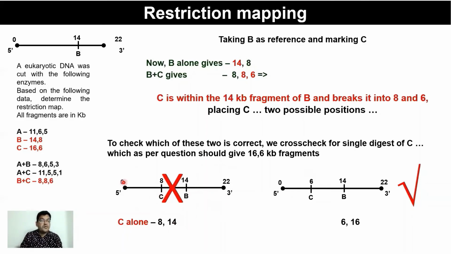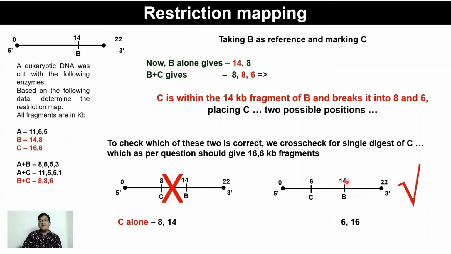Which is not what you observe when you do a single digestion with C. So because this single digestion C condition is not met, this map is incorrect. Now you move on to the second map here, and again you check for the single digest of C. In this case, you get a 6 kb fragment, and 22 minus 6 leaves the remaining 16 kb fragment, which means that this map is correct.